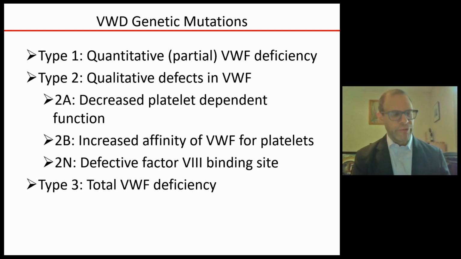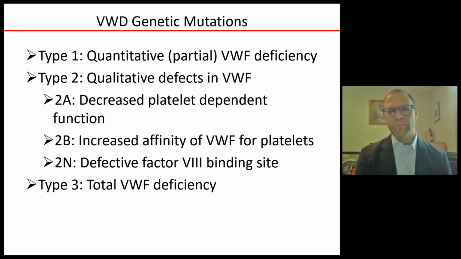We generally think of three subtypes of von Willebrand factor. Type 1 is a quantitative deficiency, type 2 is a qualitative deficiency, and type 3 is no von Willebrand factor. It's the most severe form. And then there are subtypes of type 2.